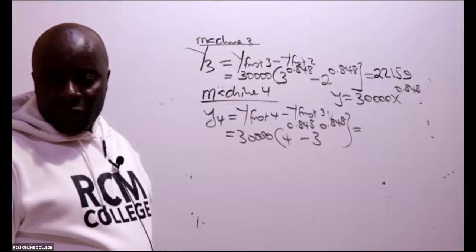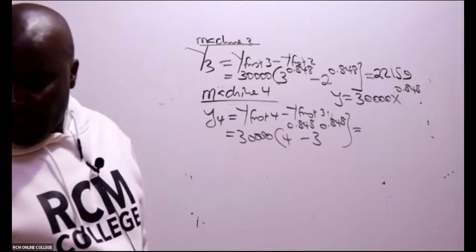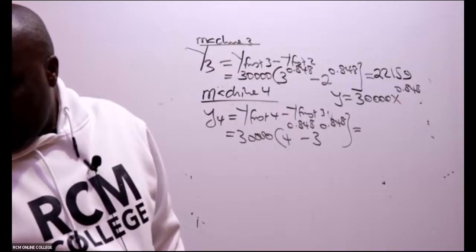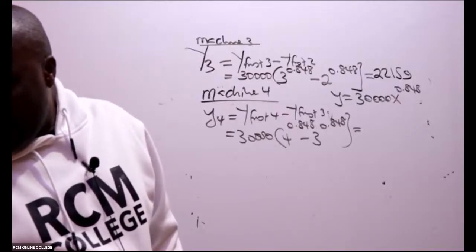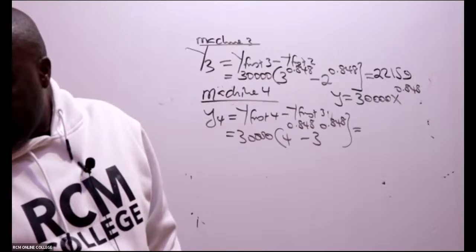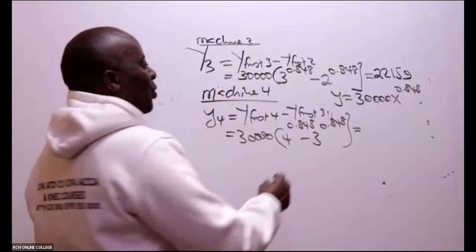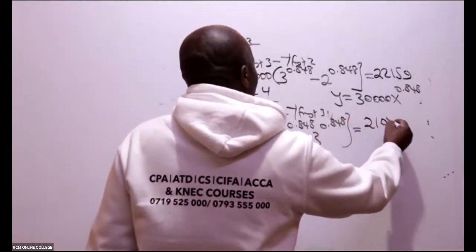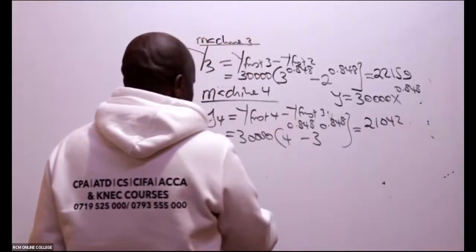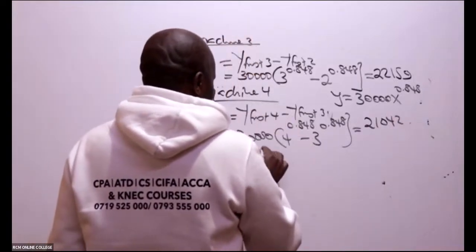$30,000 times 4 raised to that minus 3 raised to that. So somebody is giving me a figure of 21,042 million. 21,042. Thank you so much. And then now you come and give us the cost and revenue statements.